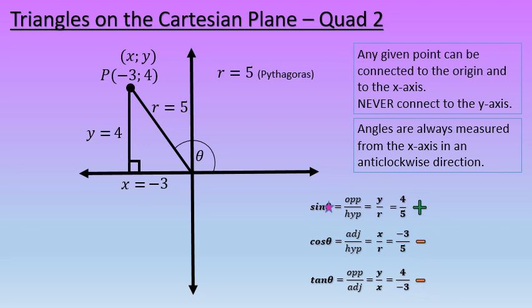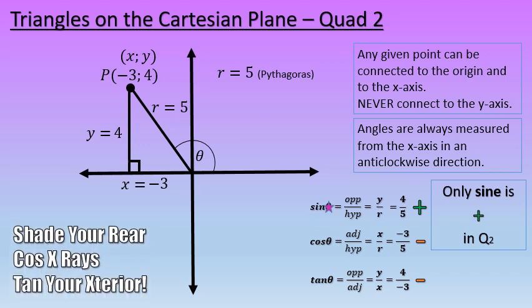Let's just note again the signs of the answers. Sine in quadrant 2 is positive, cosine and tangent are negative. So sine is the only trig function that is positive in quadrant 2. Now say it with me. How do we remember x, y's, r's? We say shade your rear, because x rays tan your exterior.